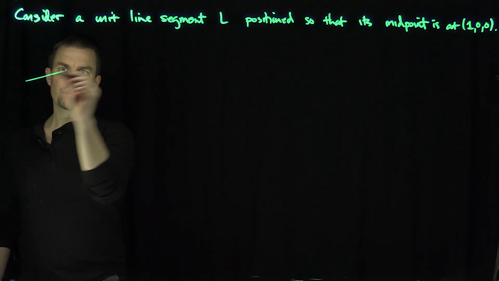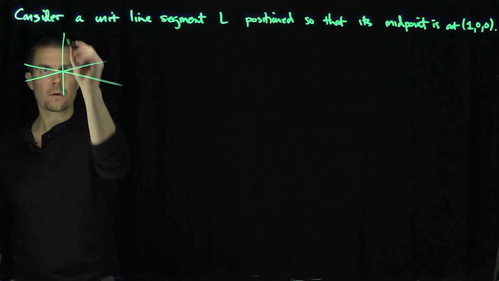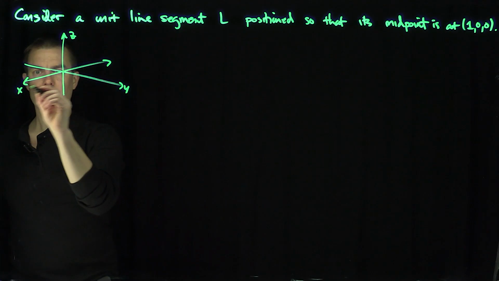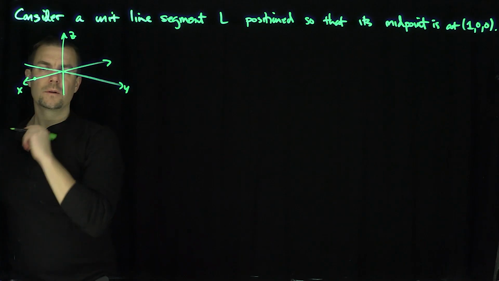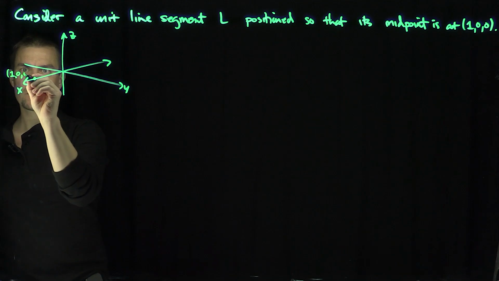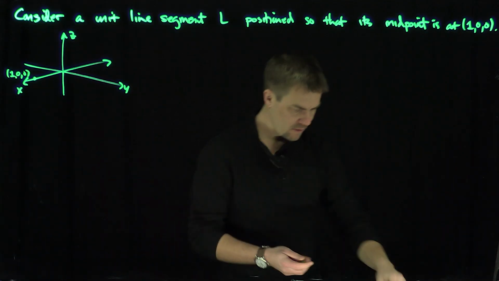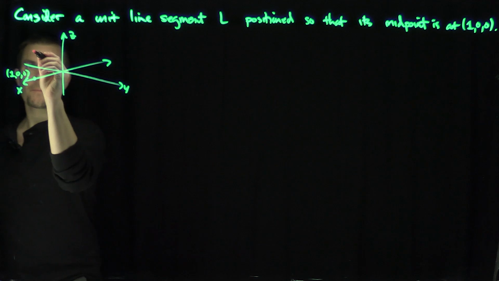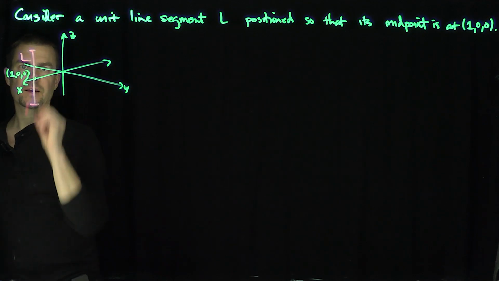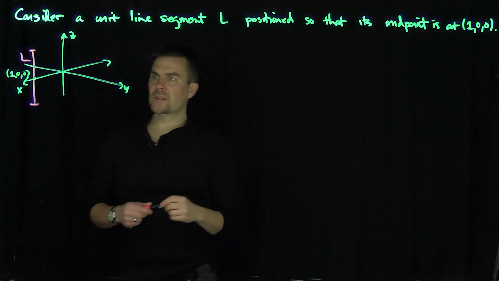And so let's draw the XYZ plane. There's the Z-axis, there's the Y-axis, there is the X-axis. And so over here at the point (1, 0, 0) is going to be the midpoint of this line L. So it looks like this. That's 1/2 over there, and that's 1/2 over there. That's my line L.